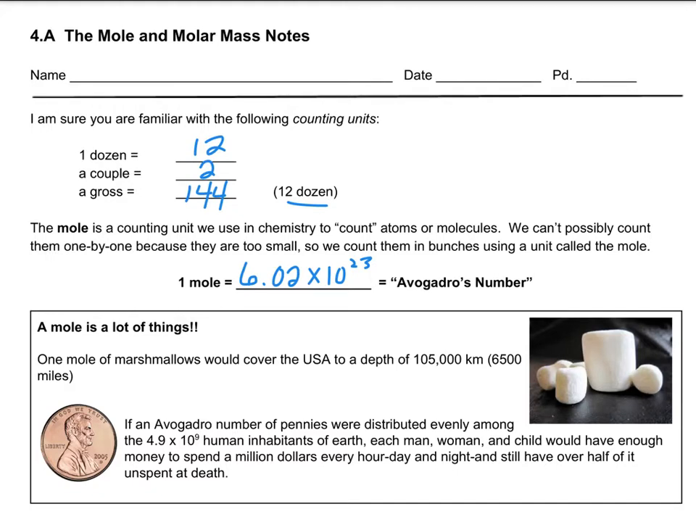Just to give you an idea of how big a mole is, a mole of marshmallows would cover the United States to a depth of 105,000 kilometers, or 6,500 miles. Here's another little factoid. If an Avogadro's number of pennies, or a mole of pennies, were distributed evenly among the 4.9 times 10 to the 9th human inhabitants of the earth, each man, woman, and child would have enough money to spend $1 million every hour, day, and night, and still have over half of it unspent at death. That's insane. That's how big a mole is.